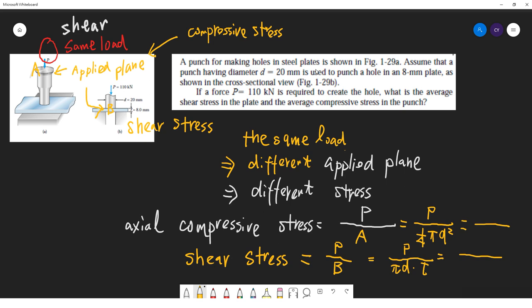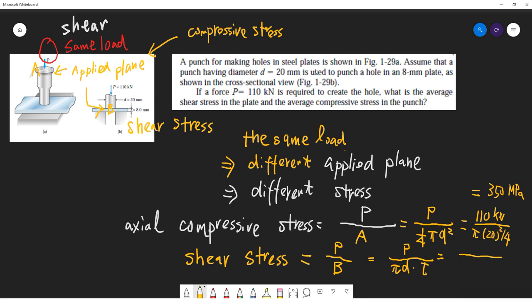So the answer is, we know, 110 divided by pi d squared divided by 4. So it's equal to 350 MPa.